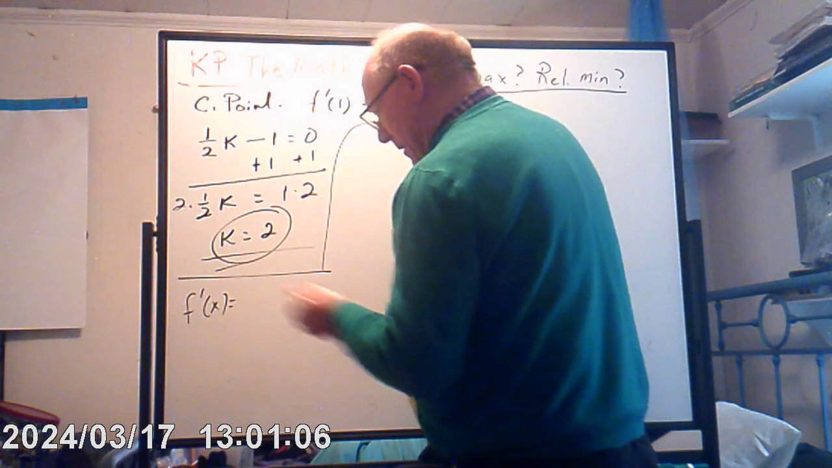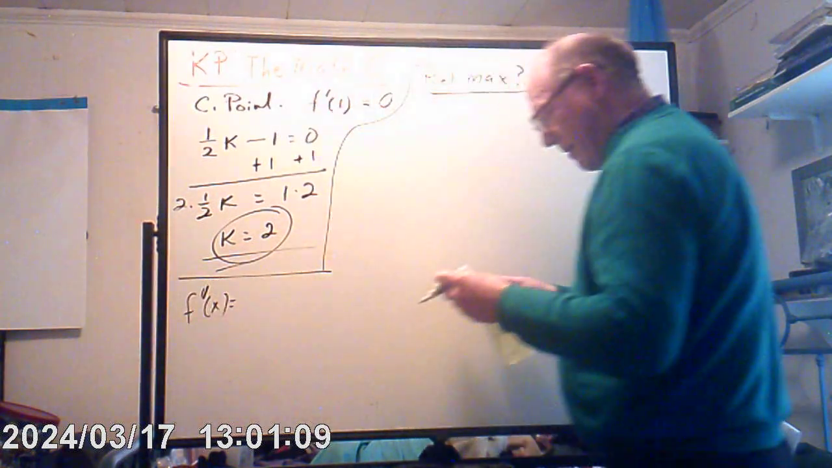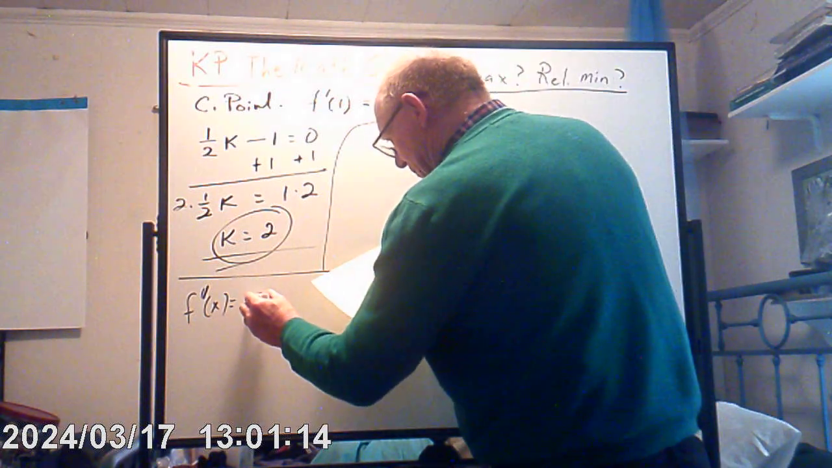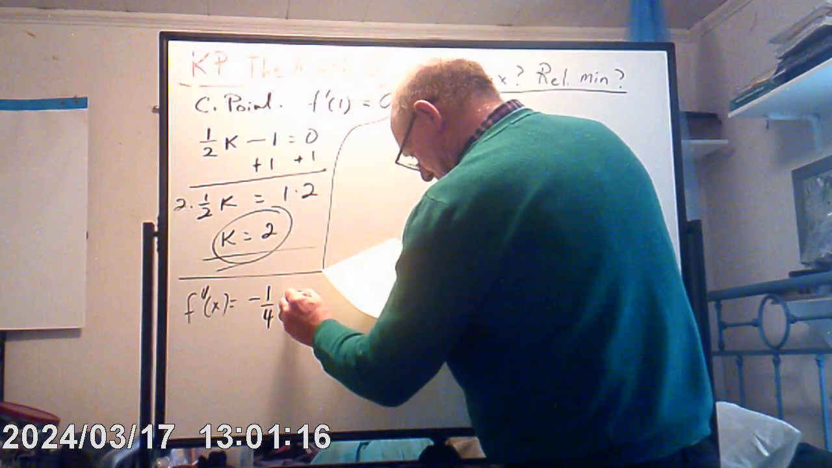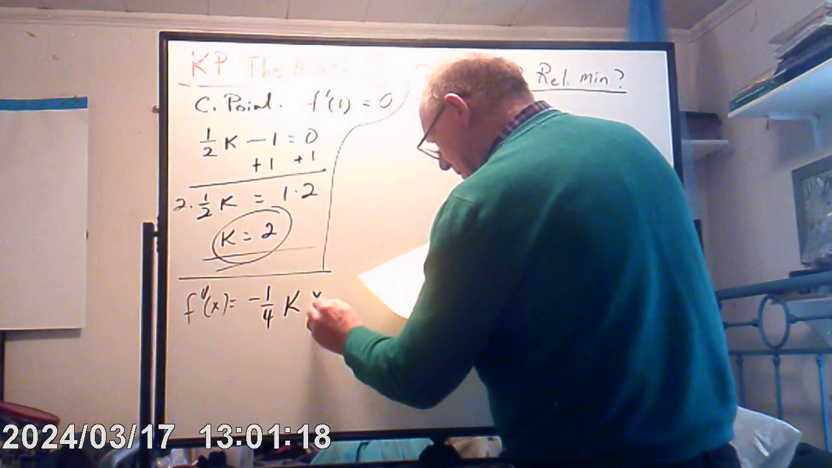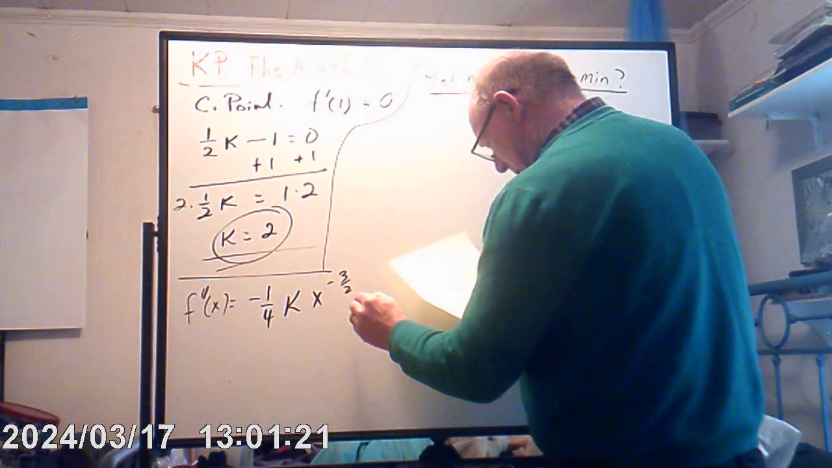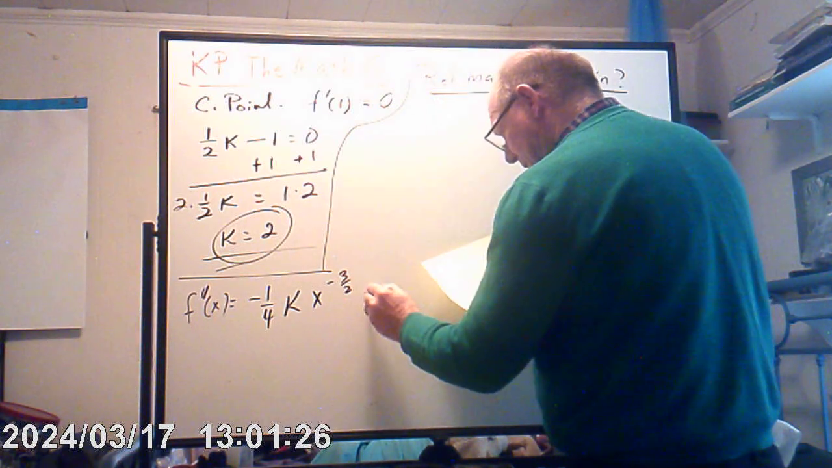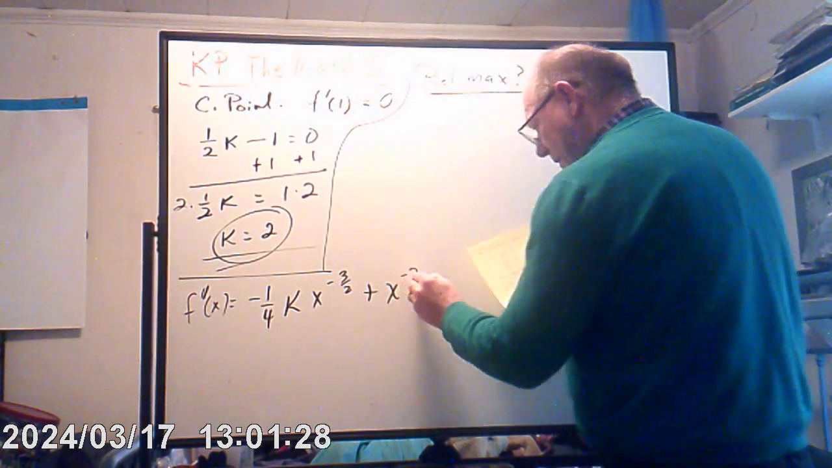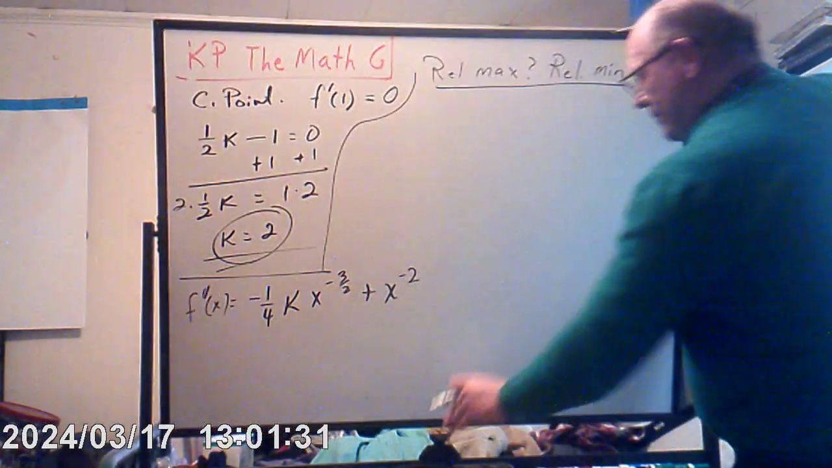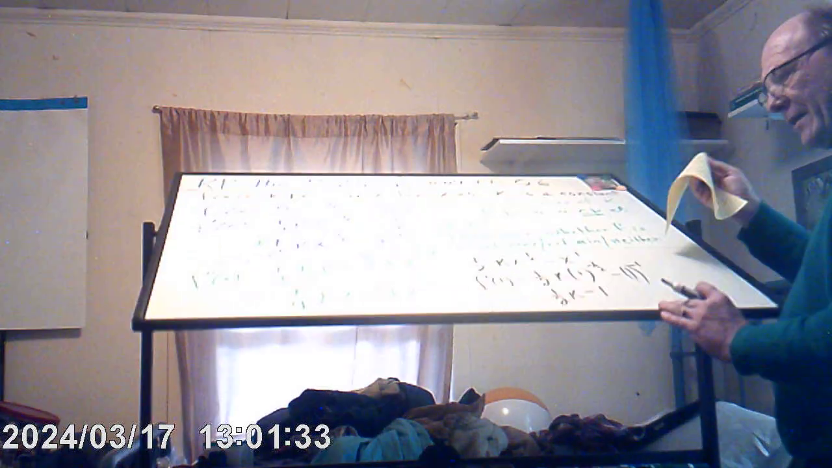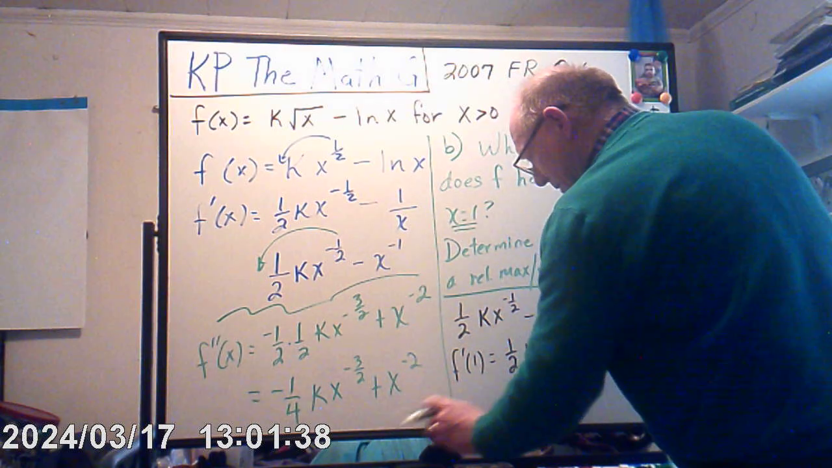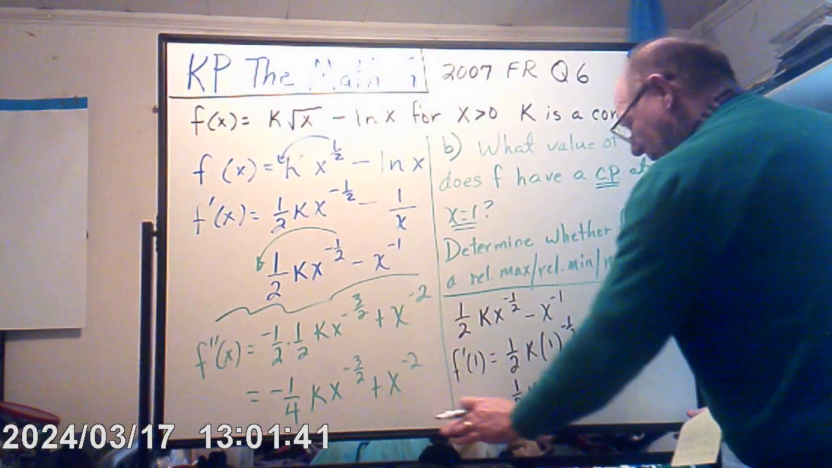Okay, f double prime, and I could easily flip the board over, but it's negative 1/4 k x to the negative 3/2, plus x to the negative 2. Let me double check. I think I did write everything. I didn't miss a sign, did I? Yeah, there we go, right there. Negative 1/4 k x to the negative 3/2 plus x to the negative 2. Okay, that's what I want there.